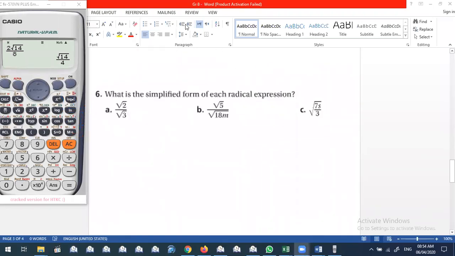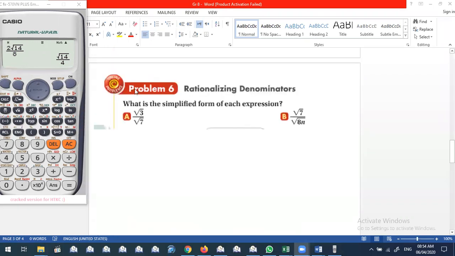Square root 2 over square root 3. I can use the calculator directly. In the previous example, I can use the calculator directly to check our answer. Square root 3 over square root 7. You will find square root 21 over 7, the same answer we found before. And here, we can use like that, square root 7 over square root 8. It will be square root 14 over 4, and we have n in here and in here.